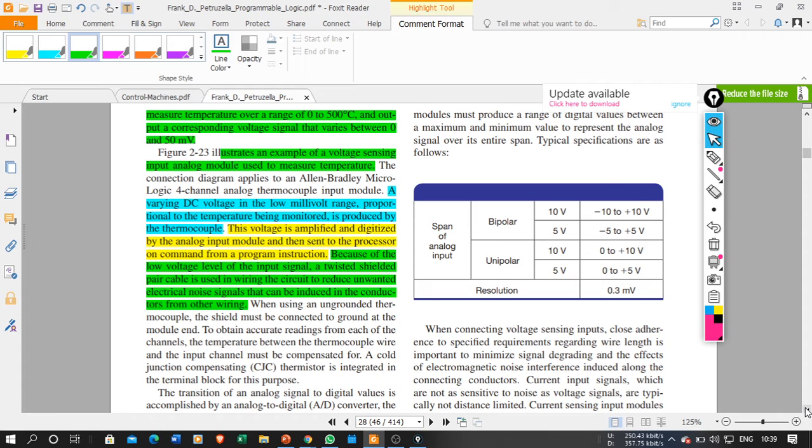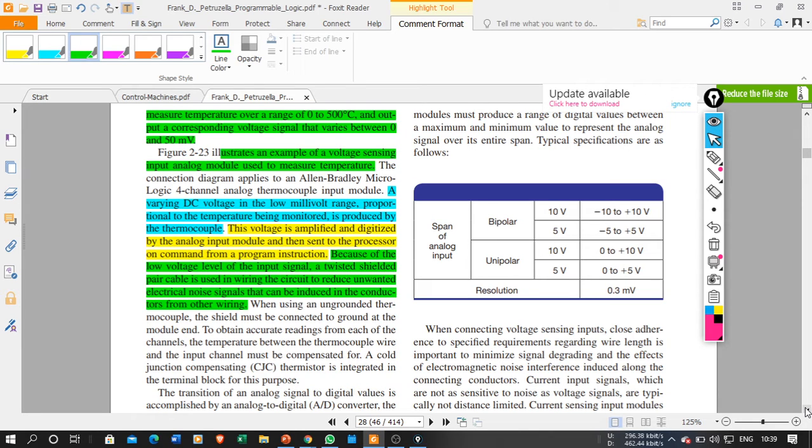These signals are very weak, because of the low voltage level of the input signal. And if I am directly carrying this over normal cables, what happens? The normal cable may cause a voltage drop and my signal gets distorted, and because of the voltage drop, whatever logic I want to give to the output devices may not reach there.